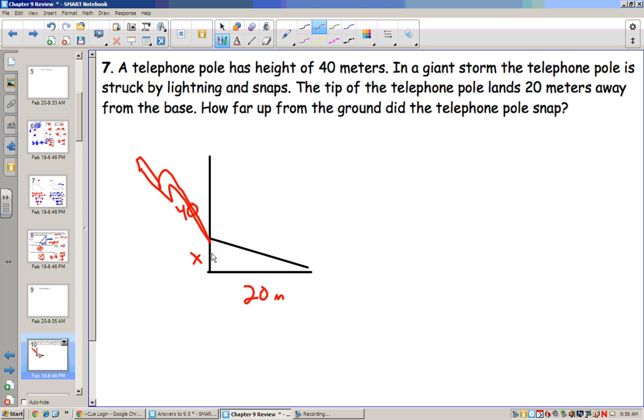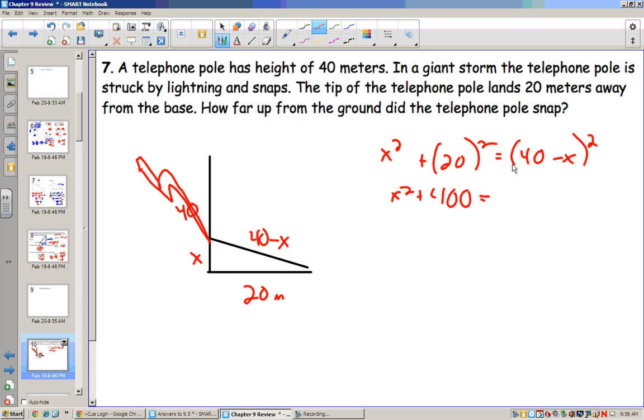Well, if the whole thing is 40 meters tall, this distance we can say is 40 minus this distance, which is x. So now we just take x squared plus 20 squared equals (40 minus x) squared. Or x squared plus 400 is equal to, now let's multiply this out. On the previous one, I didn't multiply it out, and I felt a little bit bad for it. I just wrote the answer.